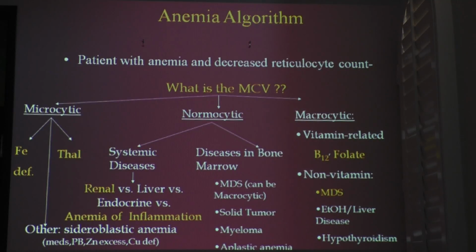If it's normocytic, you think about systemic diseases, either renal versus liver versus endocrine, versus anemia of inflammation. But it can also be diseases in the bone marrow, either myelodysplastic syndrome, solid tumor, myeloma, and aplastic anemia. And then macrocytic, usually vitamin related, B12, folate. And if it's non-vitamin related, like I told you, myelodysplastic syndrome, alcohol, liver disease, or hypothyroidism. Okay?